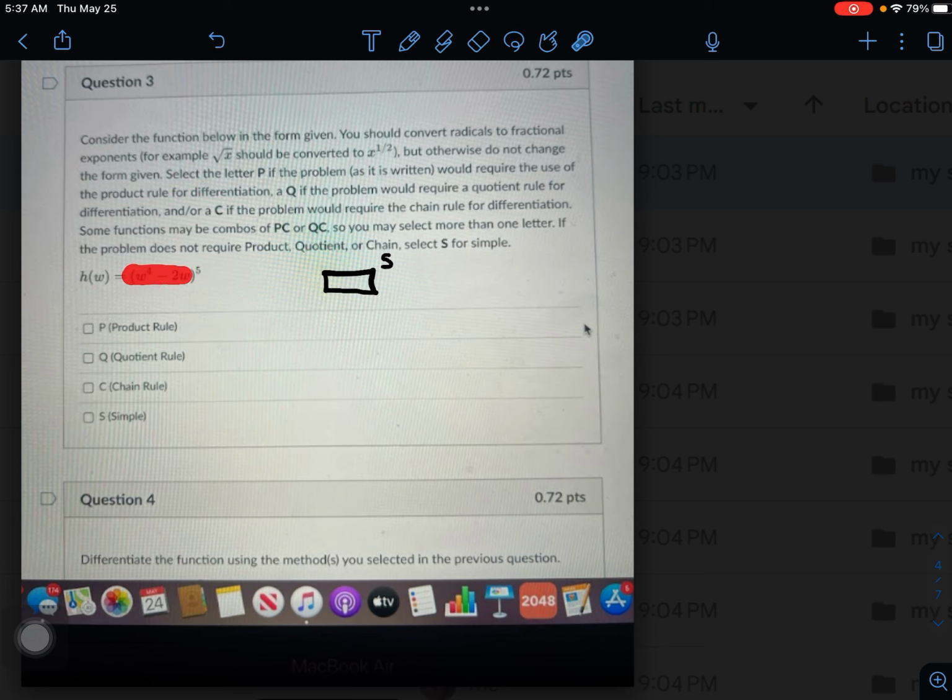And your inside function is the something, this stuff right here, W to the 4th power minus 2W. That something is the inside function. It's been put inside of the outside function, which is something raised to the 5th power. That's how you recognize the chain rule. You have one function being put inside of another function. One function is the outside function, the other function is the inside function. That's your chain rule.